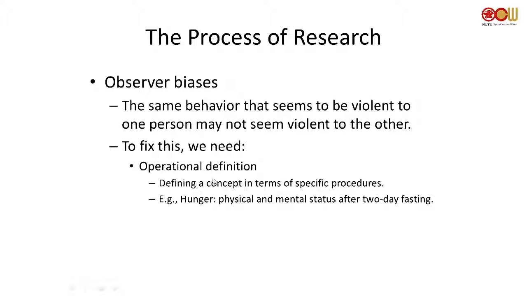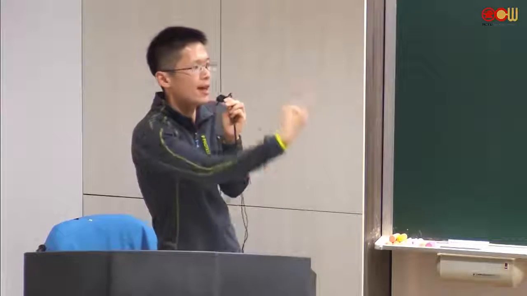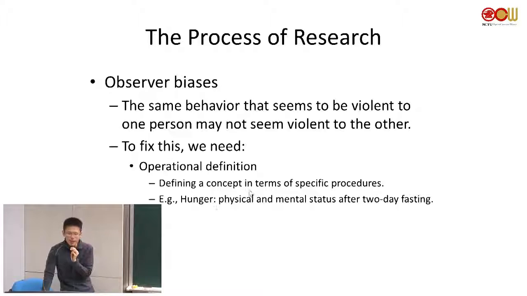And what is an operational definition? An operational definition is a definition that could be boiled down to specific procedures. For example, hunger, 饥饿, if you want to know how hunger affects your learning efficiency. But people have different definitions of hunger. So to fix this, you try to operationally define hunger. This is one of the ways that you can use. You define hunger as the physical and mental status after 48-hour fasting. Fasting, 断食, huh?